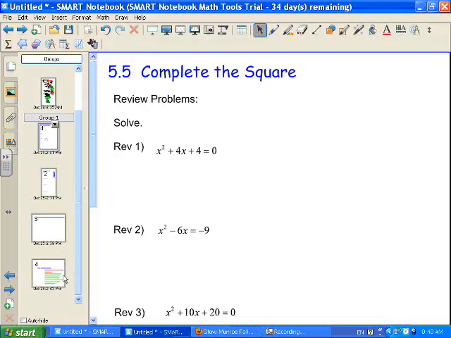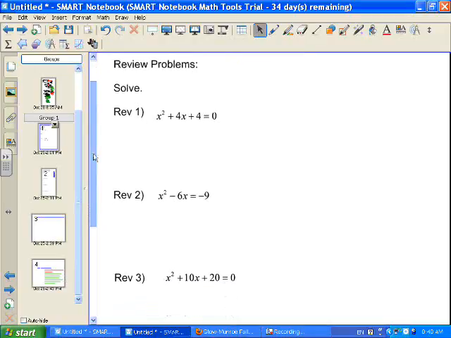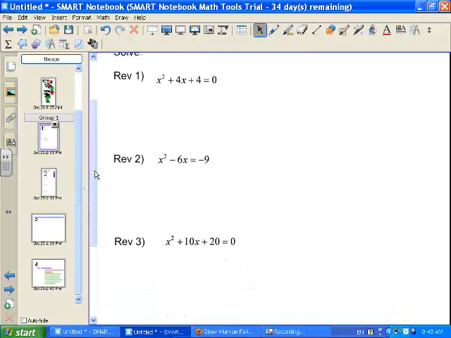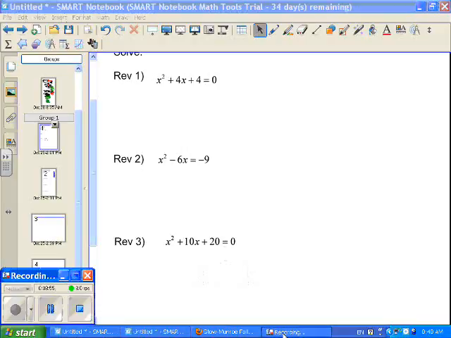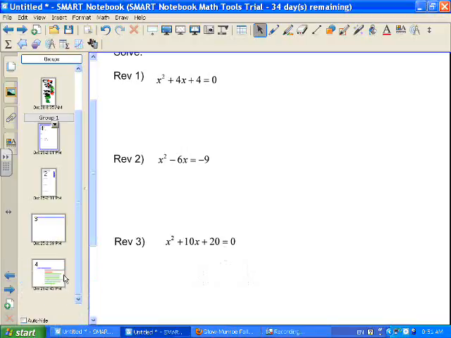Before we start completing the square here, these 3 review problems, I would like you to do them for me. All right, solve these 3. That shouldn't take you too terribly long at all. So, can you factor them and find my x's? I'll give you a couple minutes to do those, but these should be on autopilot. All right, I'm going to go through these really quick.